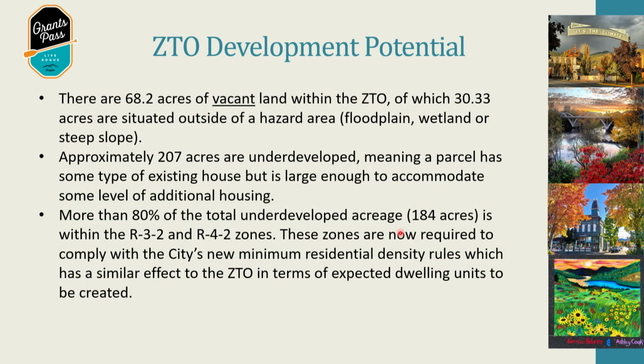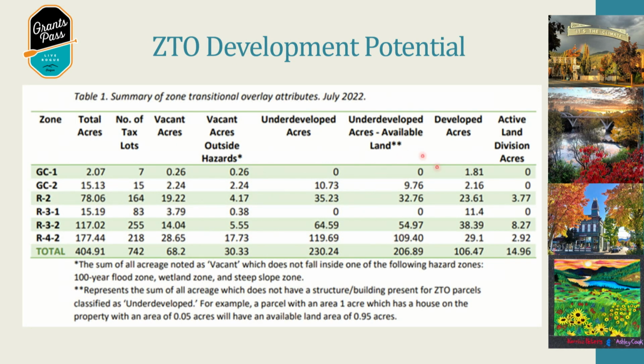Oh, I should mention one other thing on that one. As of a couple of months ago, we looked at the number of subdivisions or partitions that were taking place, actively in the zoning transition overlay that hadn't recorded their subdivisions yet, and that ended up to be about 15 acres.